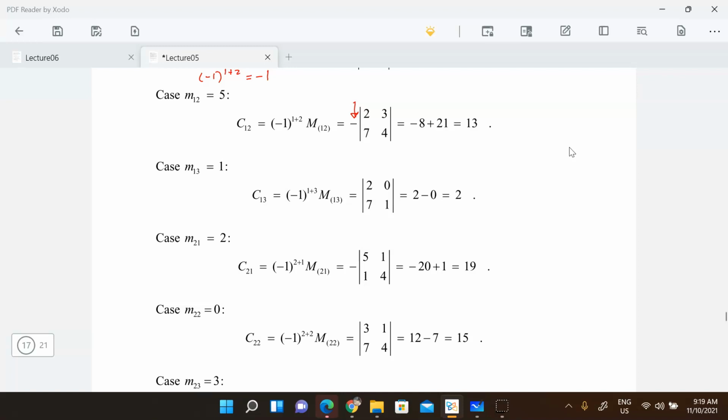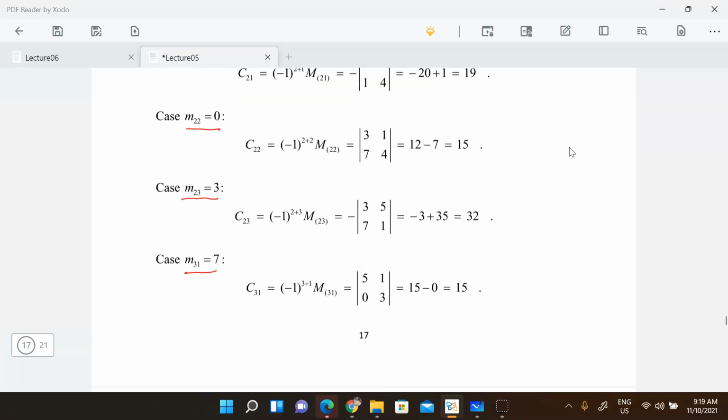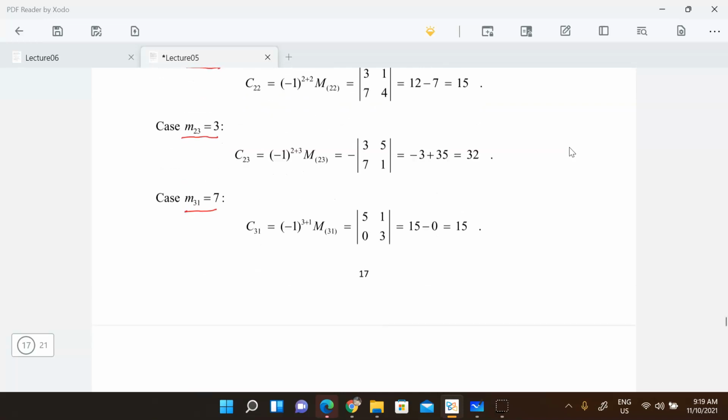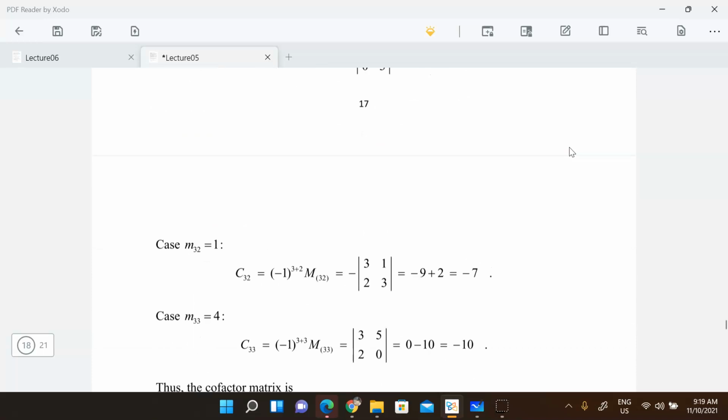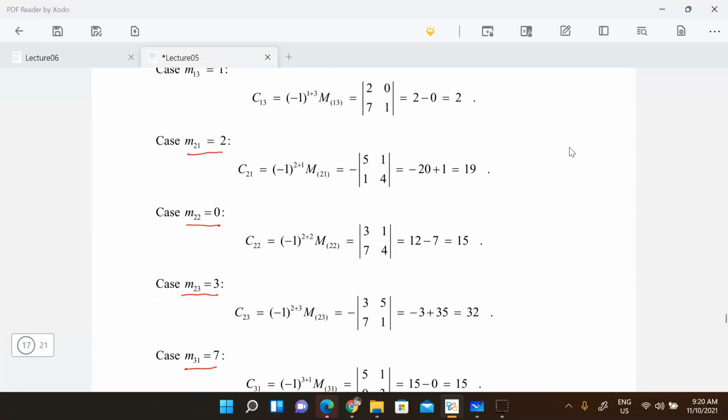If I want to continue, I could have continued also with the rest of the rows. Here is the case of M21, M22, M23. Do I really need that for the determinant? Maybe not. Okay, but it'll be good just to check later on that you'll have the same value for your determinant if you choose a different row. Okay, so here I'm calculating all the possible rows.